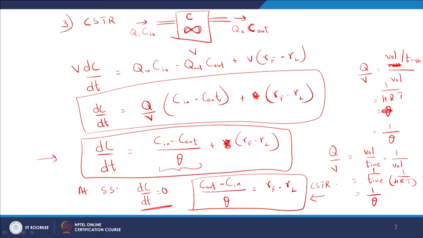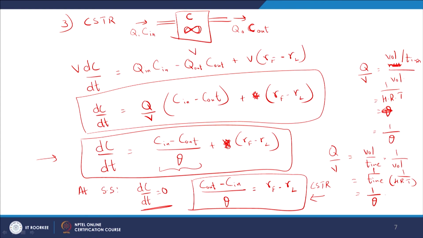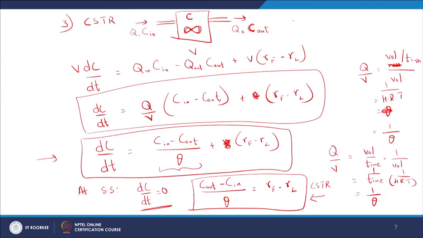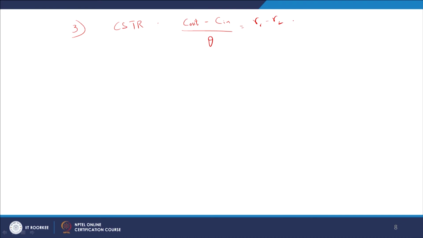Moving on, let us just rewrite this. The third case is for CSTR, and what did we end up with: (C_out minus C_in) by theta is equal to rate of formation minus rate of loss of your compound, right. This is obviously at steady state.